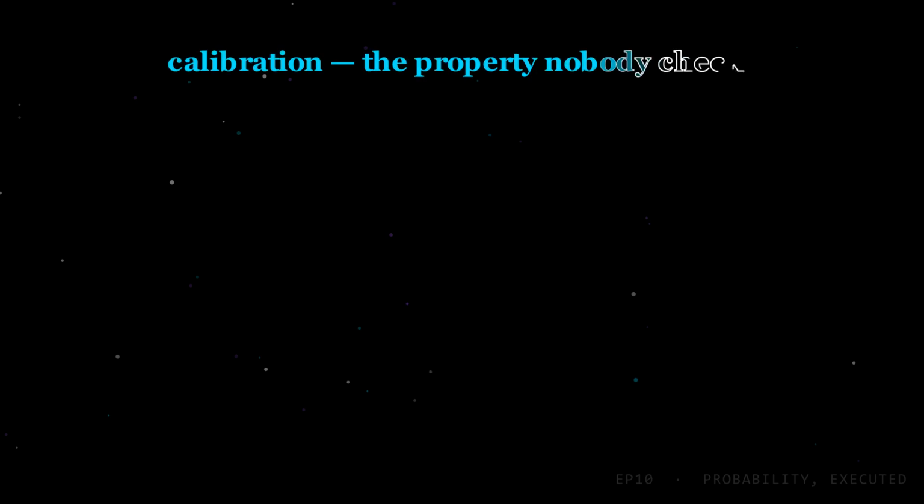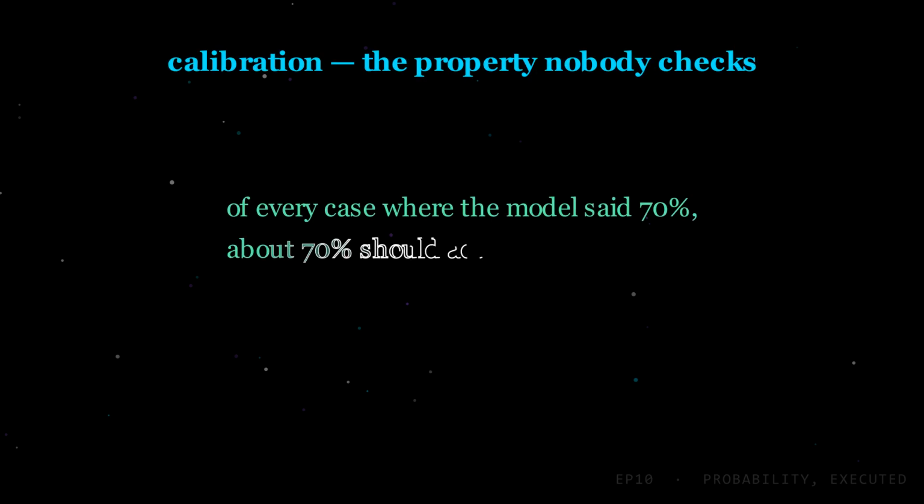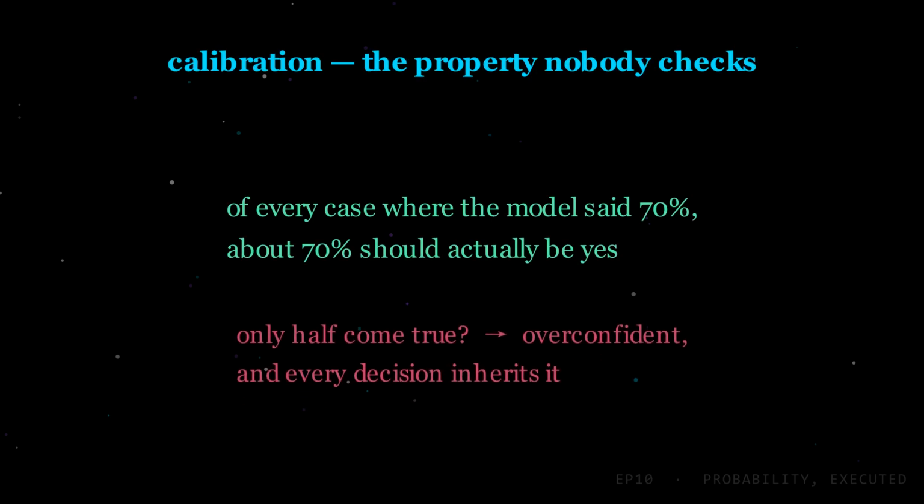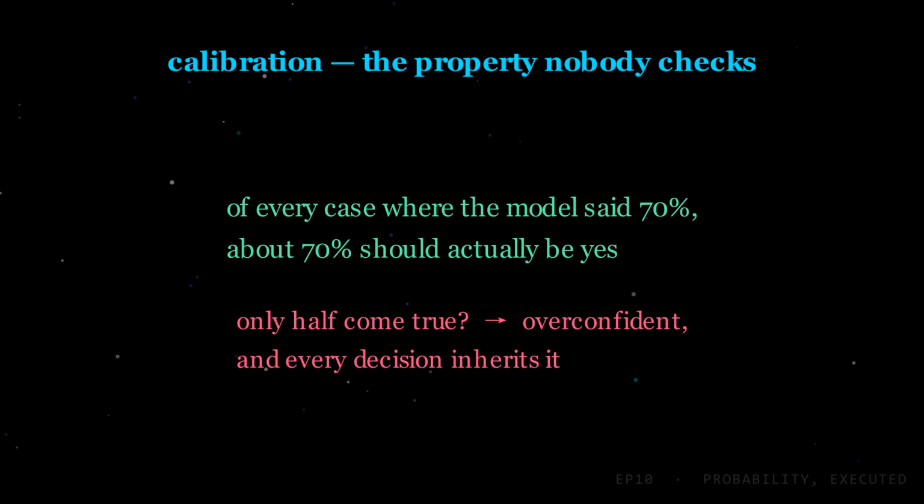Now, the property that actually matters, and it's the one almost nobody checks. Calibration. Take every case where your model said 70%. Of those, roughly 70% should actually be yes. If they are, the model is calibrated and its numbers are trustworthy quantities. If your 70% cases only come true half the time, your model is overconfident, and any decision you make using those numbers inherits the error.